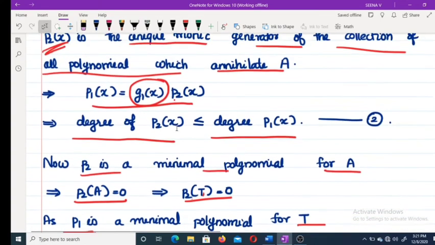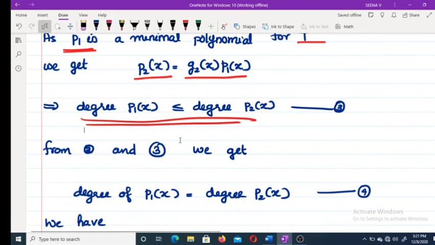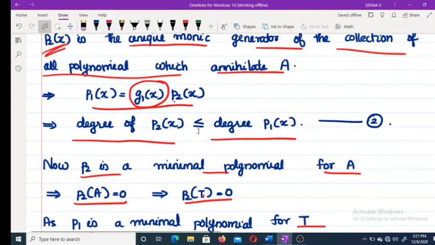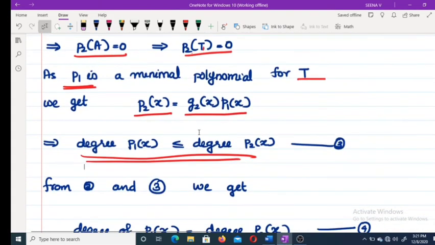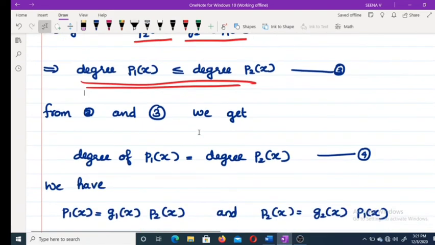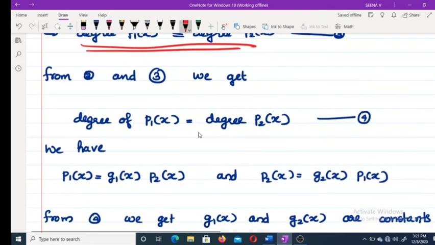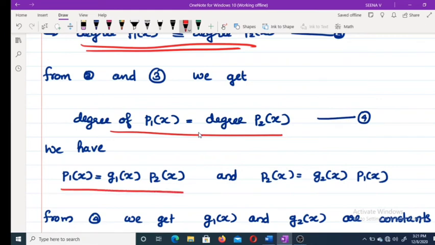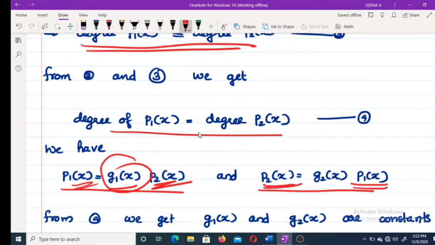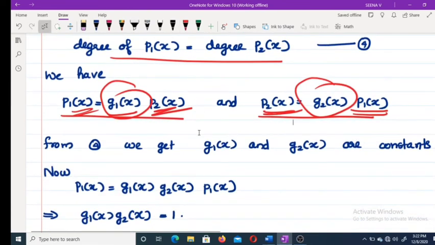Now from 2 and 3 we get: the degree of p2(x) is less than or equal to the degree of p1(x), and the degree of p1(x) is less than or equal to the degree of p2(x). From 1, 2 and 3 we get the degree of p1(x) is equal to the degree of p2(x). We have p1(x) equal to this one and p2(x) equal to this one. Now what about this? g1(x) must be a constant. The degree of p2(x) equals the degree of p1(x), that means g2(x) is also a constant. This implies g1 and g2 are constants.